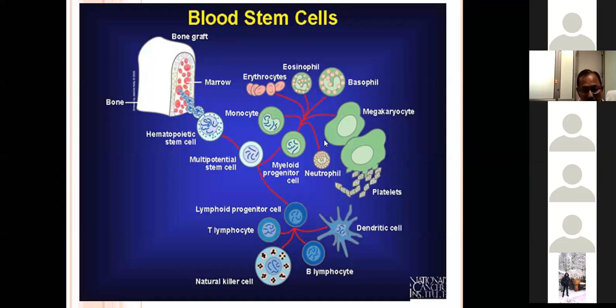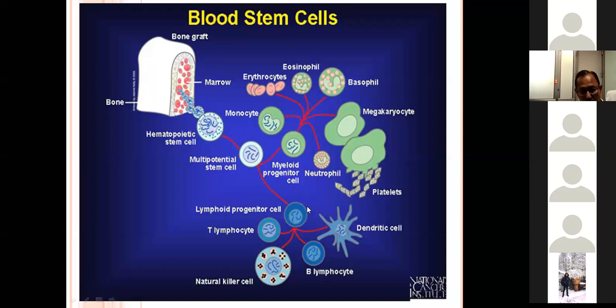So this stem cell gives rise to a multipotent stem cell, which is a little more mature but has almost all the qualities of a precursor hematopoietic stem cell. This cell then gives rise to the myeloid progenitor cell and the lymphoid progenitor cell. These cells under different conditions can give rise to erythrocytes, eosinophils, basophils, platelets. This is the myeloid progenitor cell.